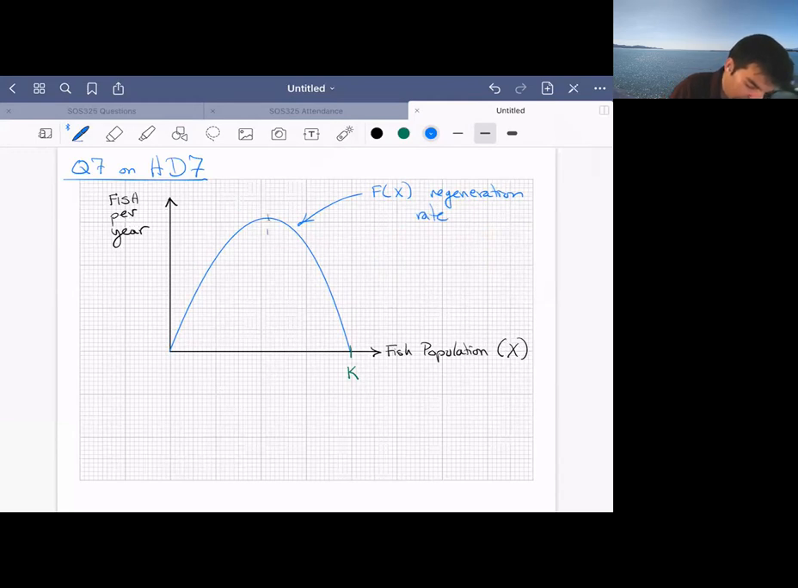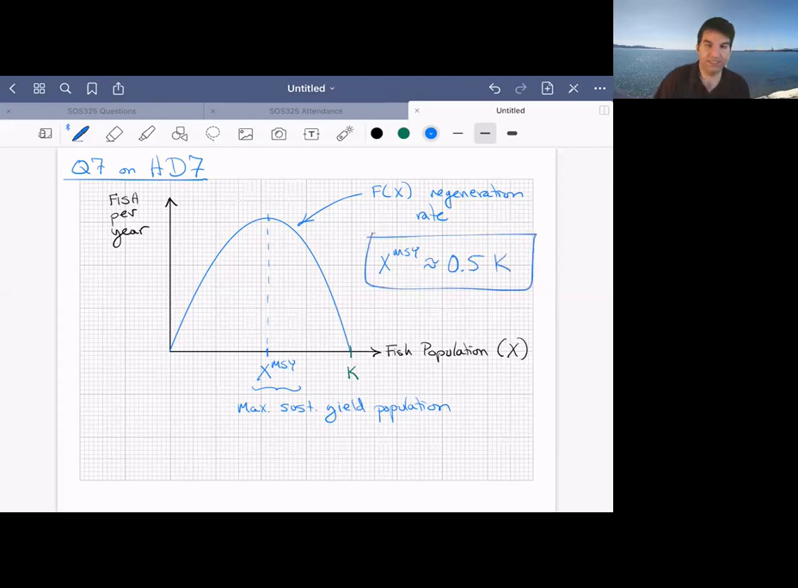And the point at highest regeneration rate is, I'll call this X MSY, which is the maximum sustainable yield population. And note that X MSY is around half of the carrying capacity. That's just generally the case. Sometimes it's a little less, a little more, depending on the shape of this curve, but usually this curve is symmetric, and so it's usually about half of the carrying capacity. And so I guess I should write that this is the carrying capacity. So this was the first part of that problem, just to draw this curve.